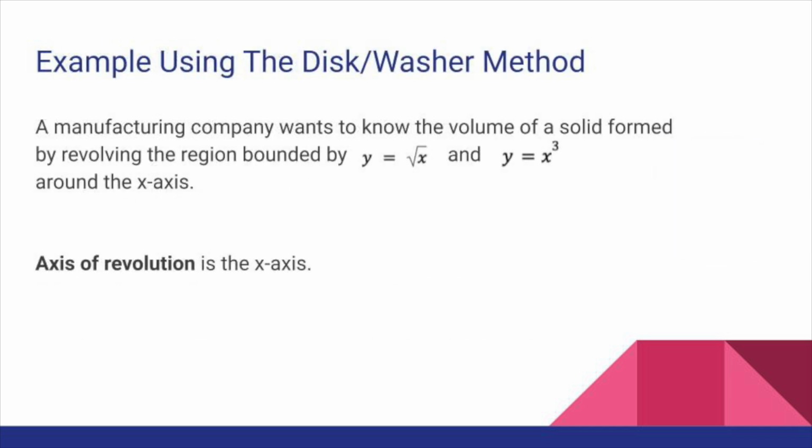Let's take a look at a real-life problem. In this example, a manufacturing company wants to know the volume of a solid formed by revolving the region bounded by y equals the square root of x and y equals x to the power of 3 around the x-axis. A key takeaway from this problem is that the axis of revolution is the x-axis.